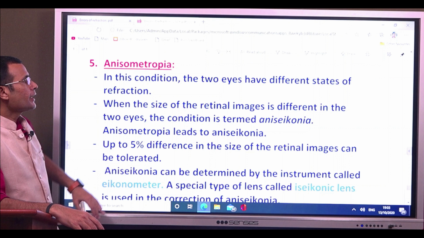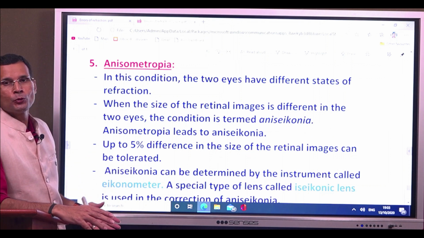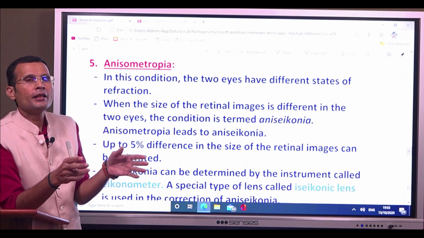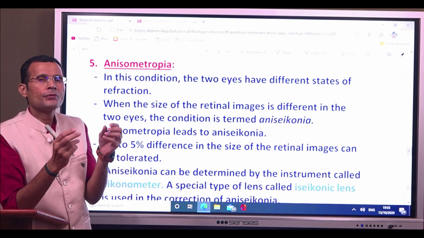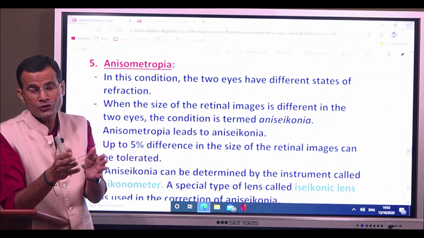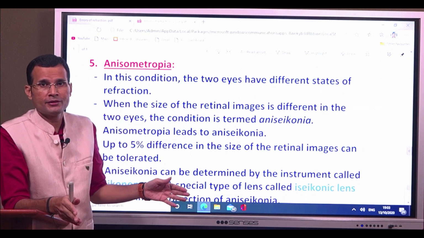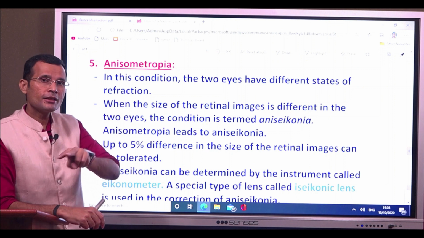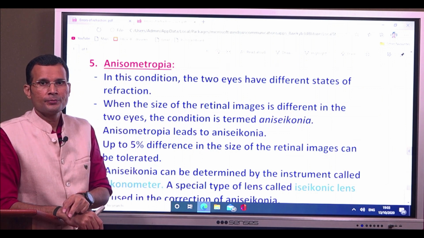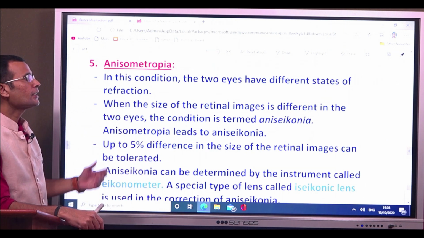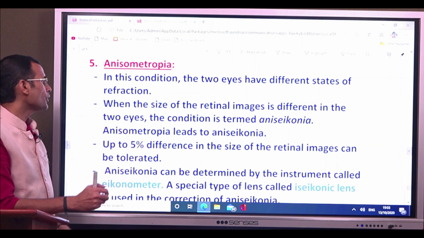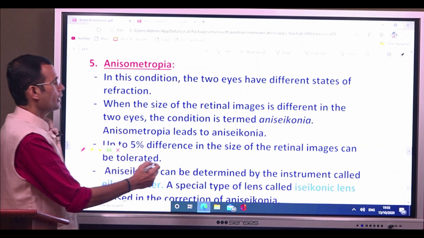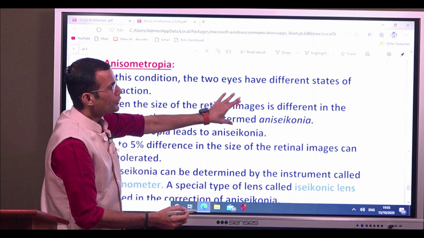When the size of the retinal images is different in the two eyes, note this point. Retinal images, they are of the same size. Obviously, they have to be. But if there is a difference in their sizes, the condition is called aniseikonia.